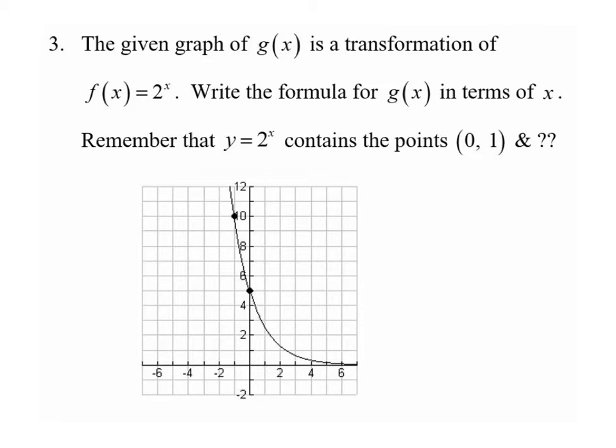Number 3 is maybe one of the harder things to do, where you're given a graph here, and I'm telling you that it's a transformation of just the basic graph 2 to the x, and you have to figure out what the new formula for this function is. This function is g. We're starting with f being 2 to the x. How do we get g, just by looking for transformations?